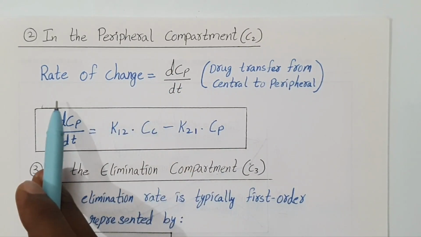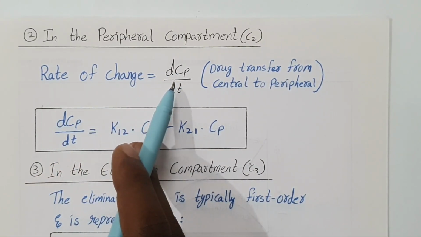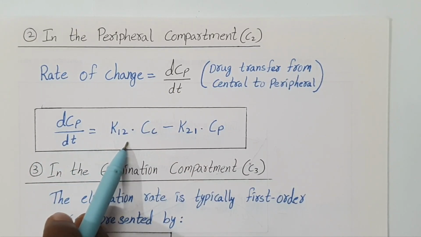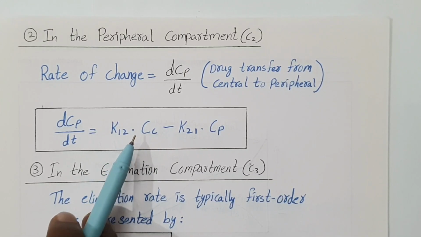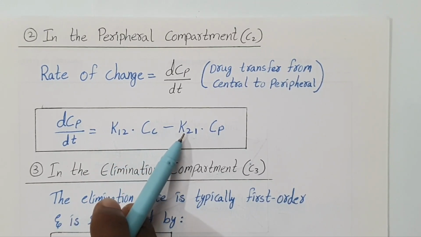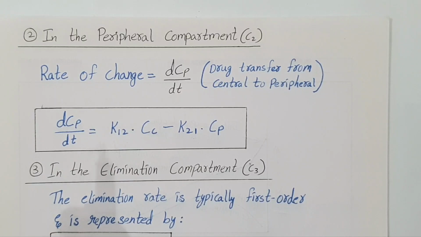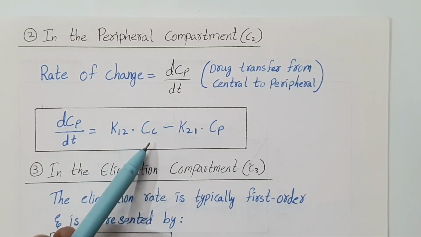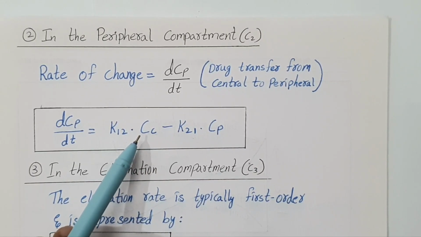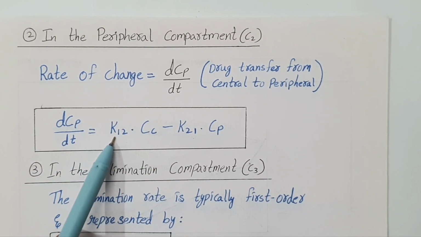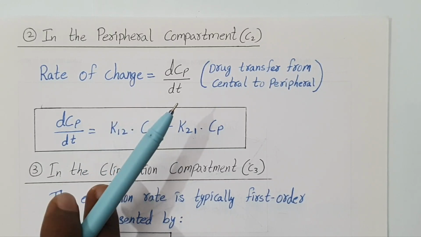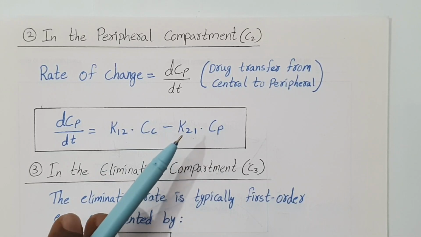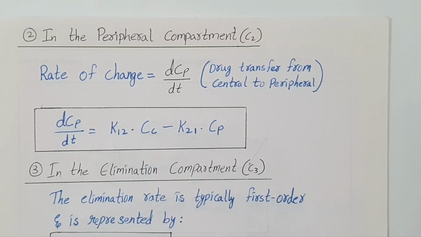For the peripheral compartment, the rate of change is equal to dCP/dt, which is equal to rate in minus rate out. You can imagine rate in minus rate out with respect to the diagram which I have shown. For the peripheral compartment, drug is coming from the central compartment, which is known as rate in. Now the drug is going out of the peripheral compartment, which is known as rate out.